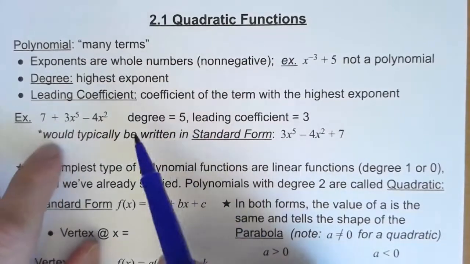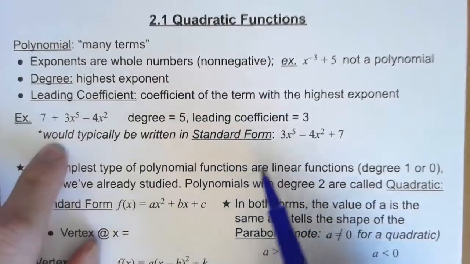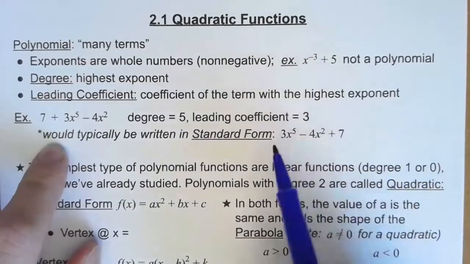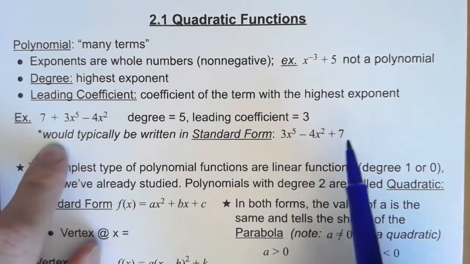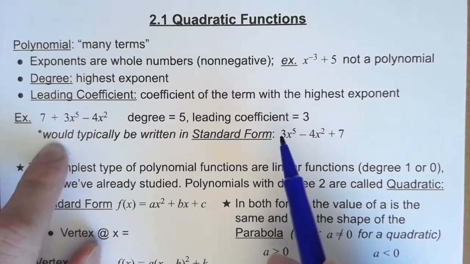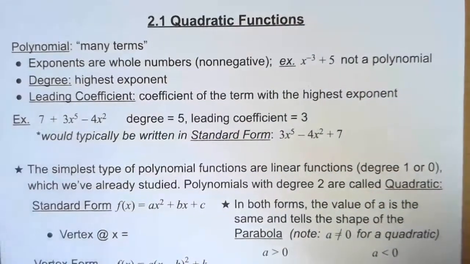It's at the beginning. Typically, we write them in standard form. We write the highest exponent first, and then in decreasing order of exponents for the terms. And so normally the degree term comes first, and so that coefficient leads the polynomial. It's in the front of the polynomial.